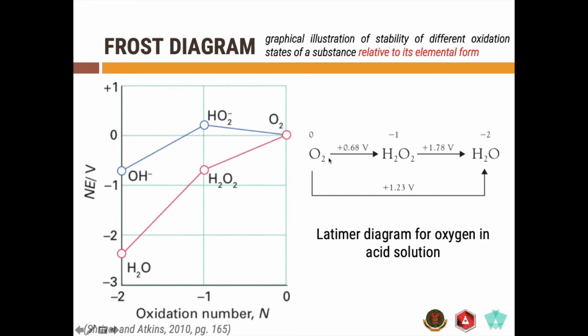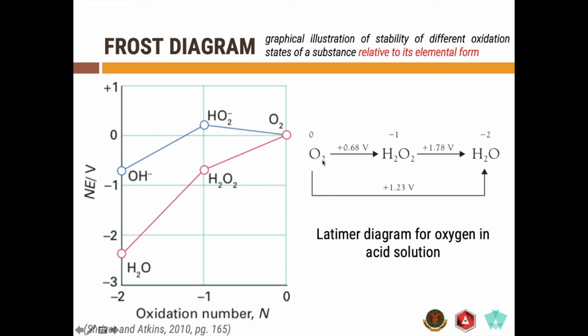So if we're going to look at this Latimer diagram of oxygen in acidic solution, we can see that you have the zero oxidation state here, and then H2O2, which is -1 for the oxygen. And how do we get the nE values? Well, these are just products of the oxidation number N and E, where E is the standard reduction potential for the conversion of a given oxidation state to zero.